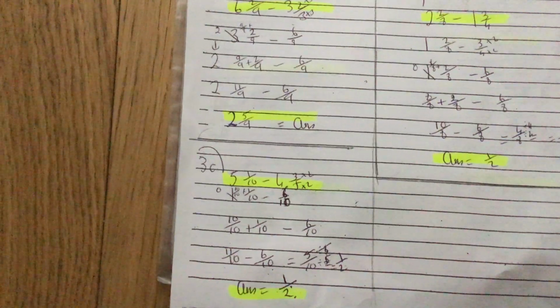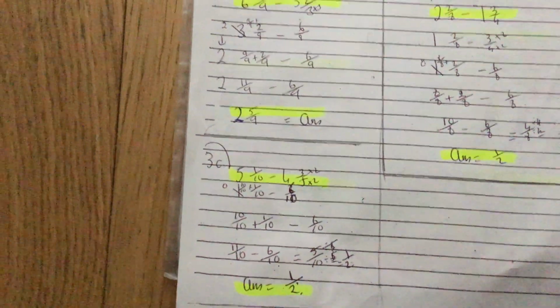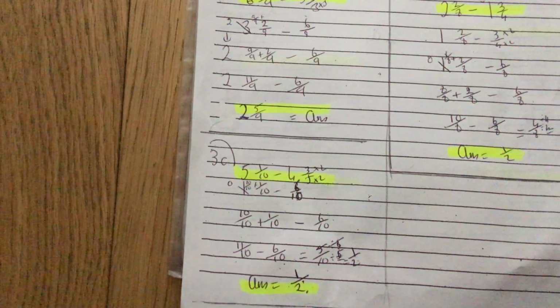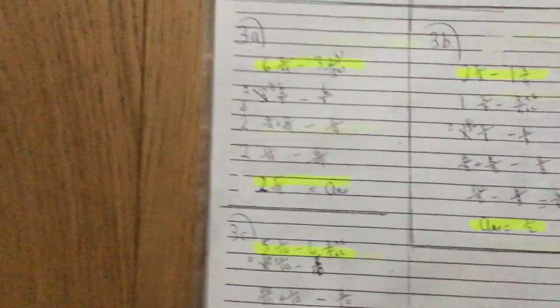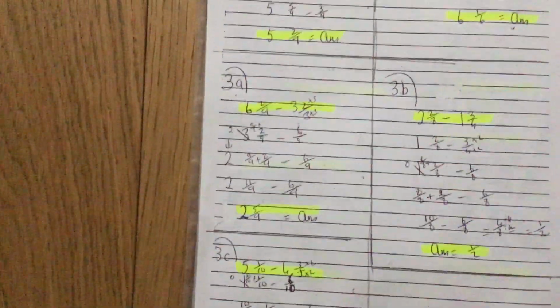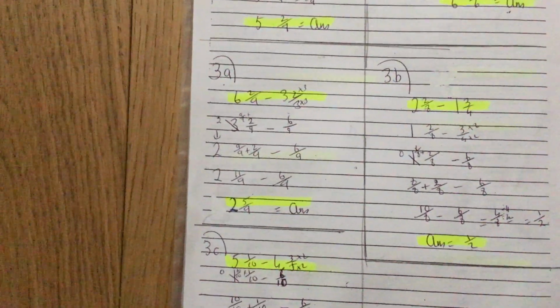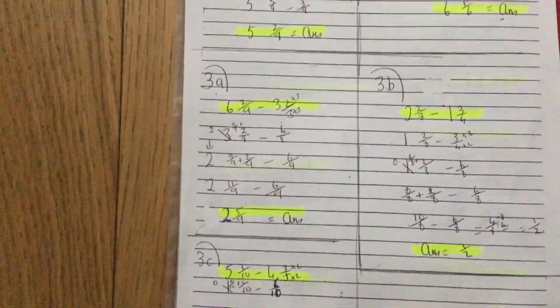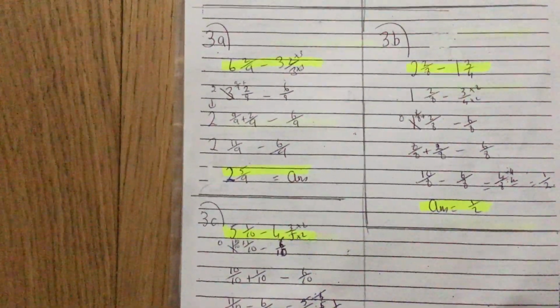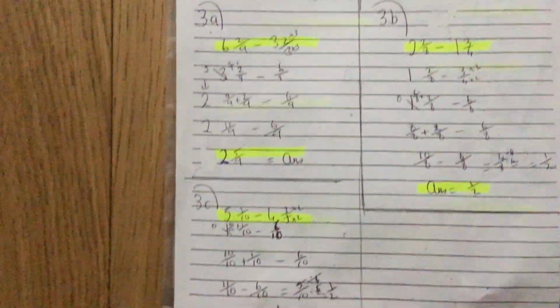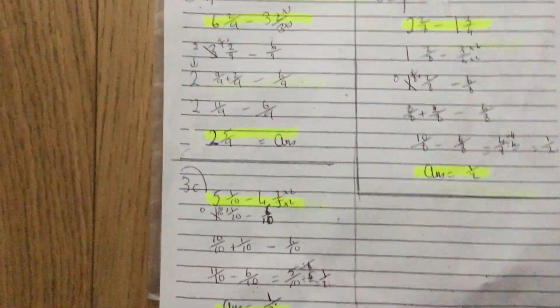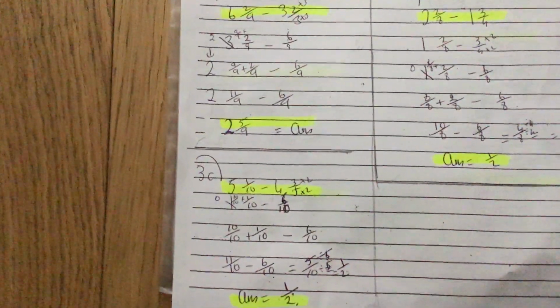1/10 take away 6/10 is impossible, so we go to the 1, we knock off the 1, and we're left with 0, and we use that 1 unit, that whole 1 unit, convert it into 10/10, so we add the 10/10 to 1/10, and we end up with 11/10. And 11/10 take away 6/10.